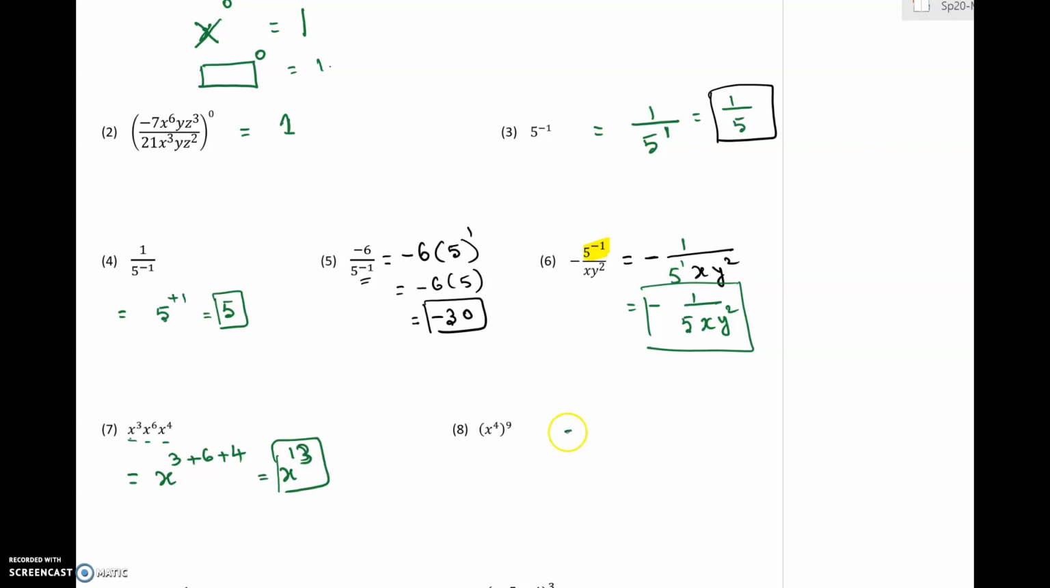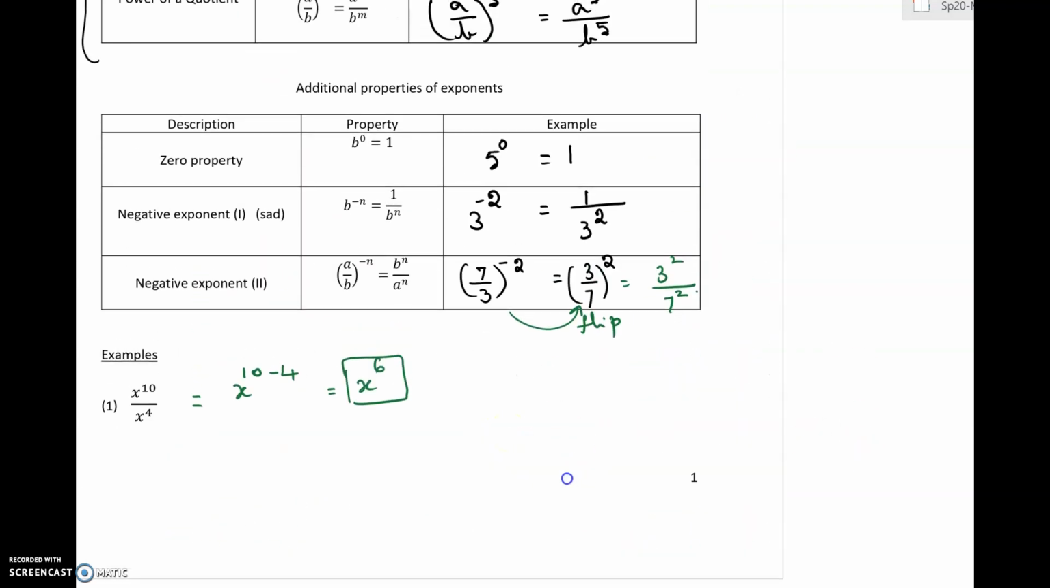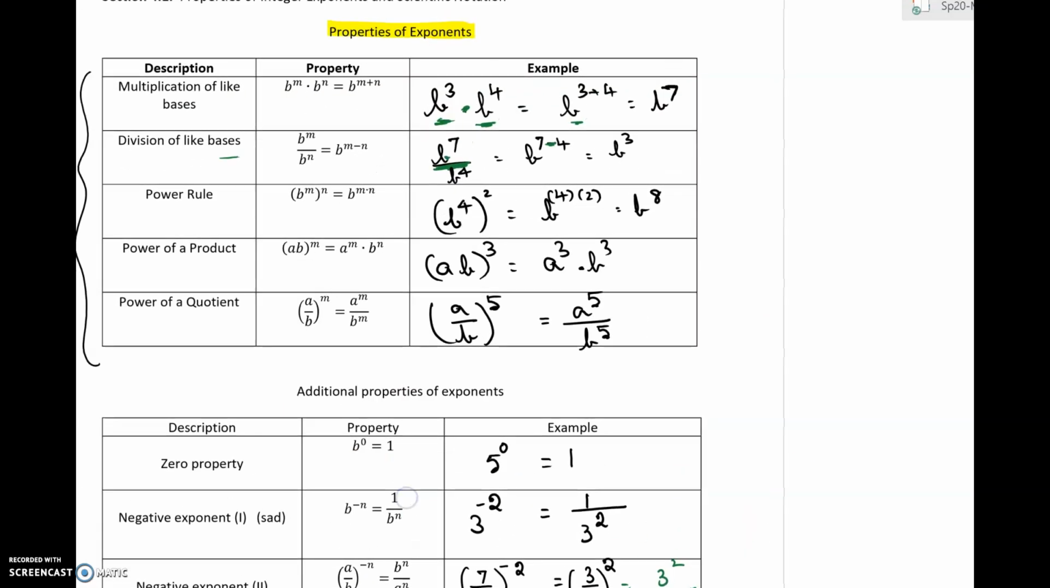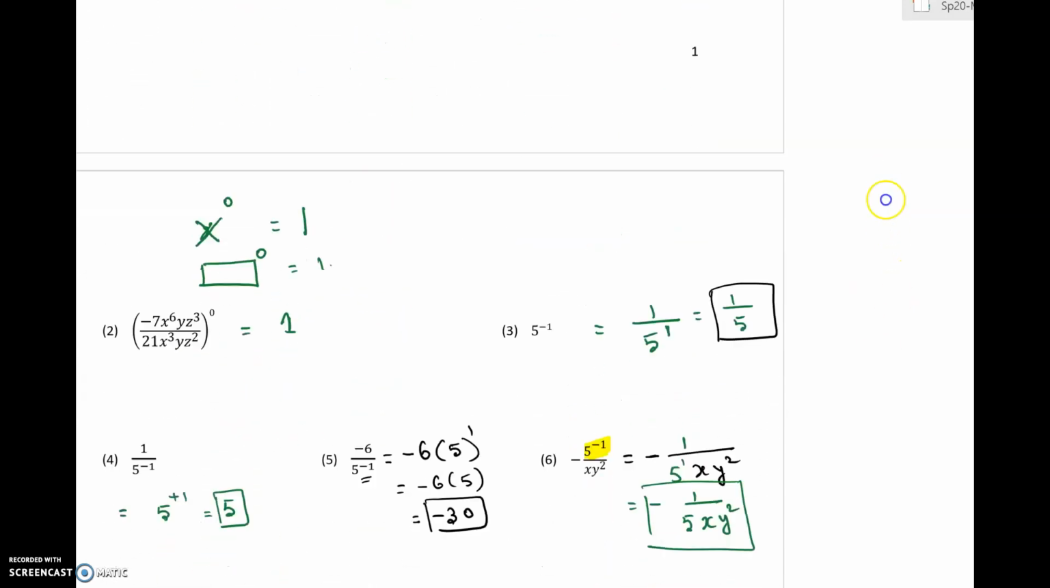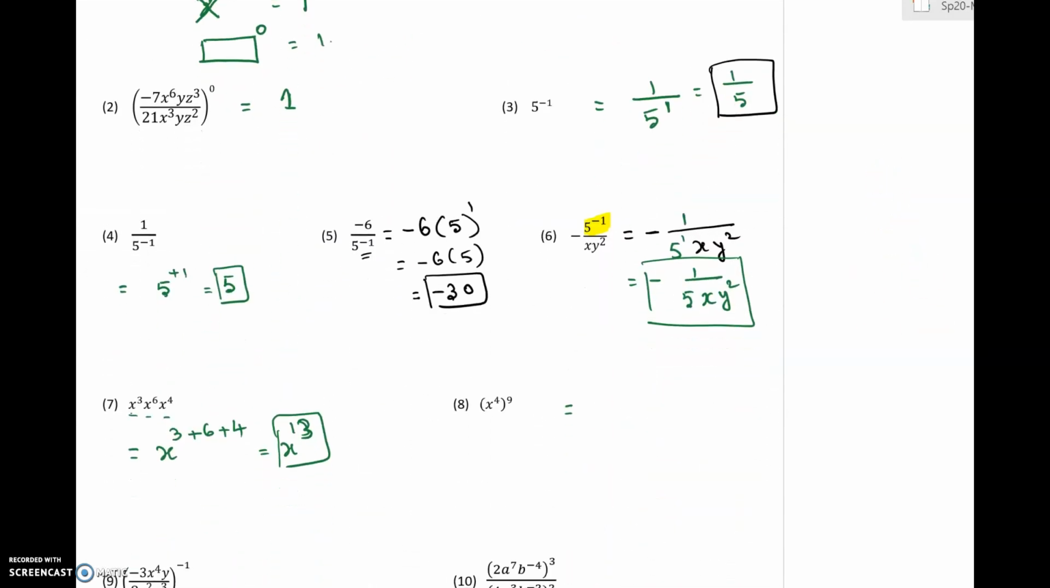Now, x to the power 4 to the power 9 is a power over a power, which is the power rule: b to the power m to the power n is b to the power m times n. That's the rule we use here. So x to the power 4 to the power 9 is x to the 4 times 9. So it will be x to the power 36.